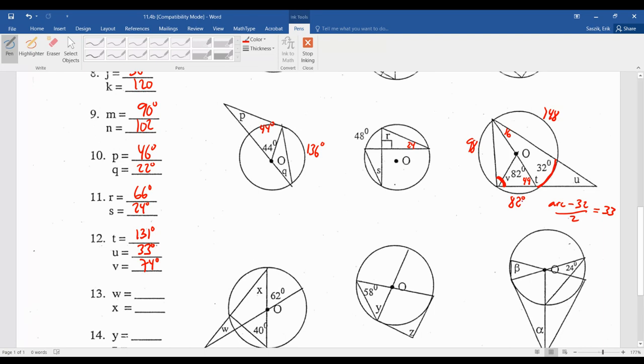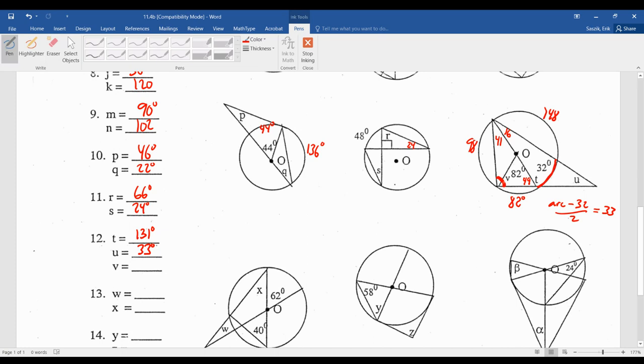So if that's 74, this is 82, that would be 41 plus 74 plus 16 plus 33. Something isn't right. 41. Oh, I see what I did. Let's fix this.